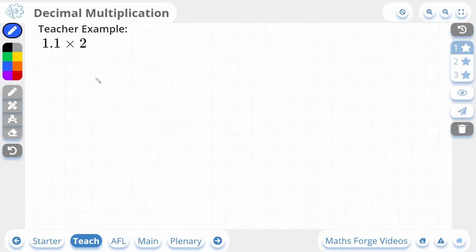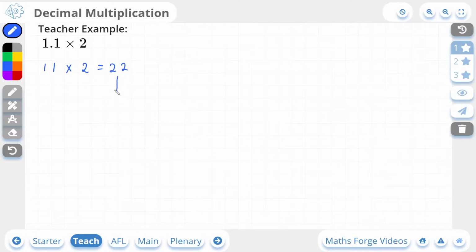In today's lesson, we're going to be doing decimal multiplication. So let's take a look at our first example. We've got 1.1 multiplied by 2. So how I like to do decimal multiplication is as follows. Ignore the decimal point completely, so we're going to have 11 multiplied by 2. And this is going to give us 22.